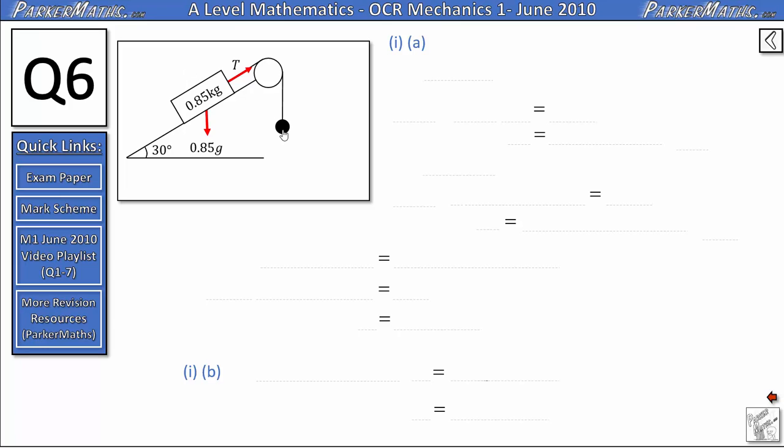On particle P, we've got a weight of 0.55 G pulling downwards and a tension pulling upwards of T. Notice that with a smooth pulley, the tension in the string this side of the pulley is the same as the tension this side of the pulley.